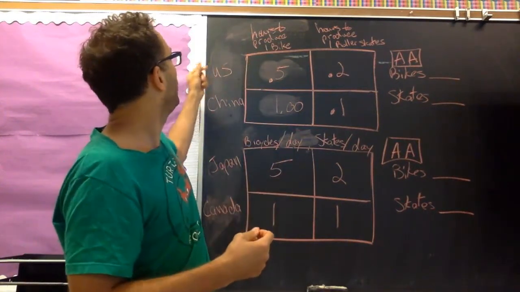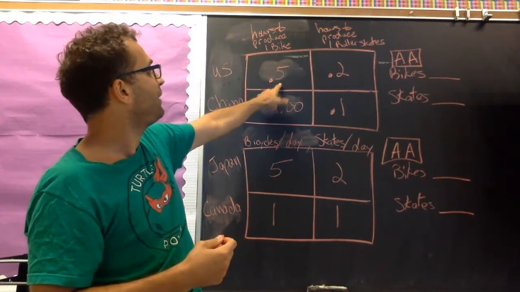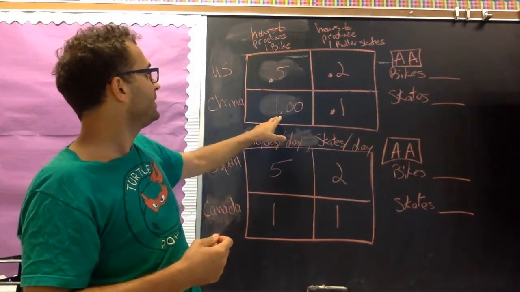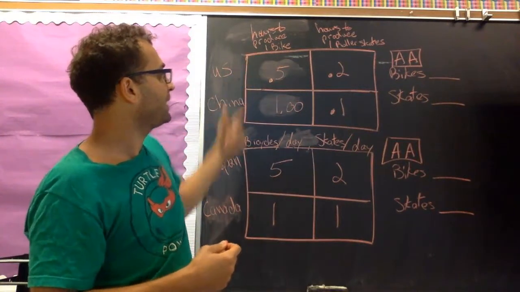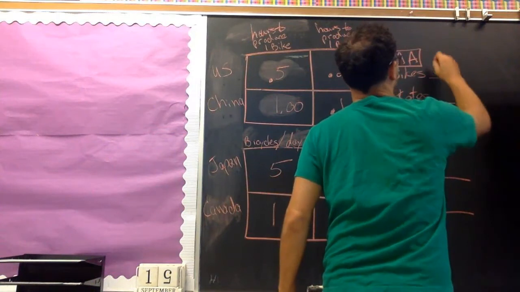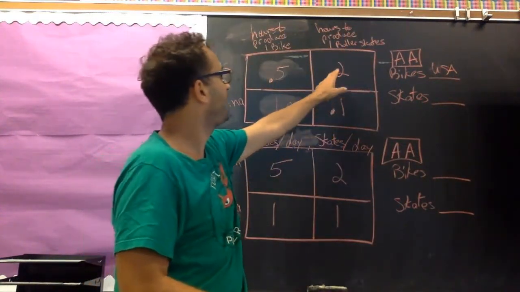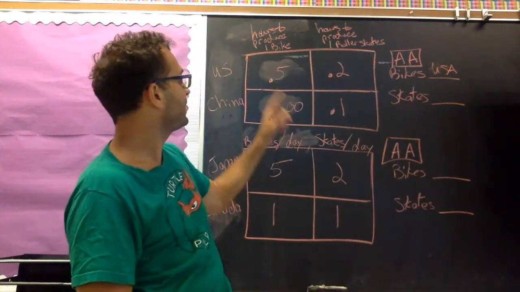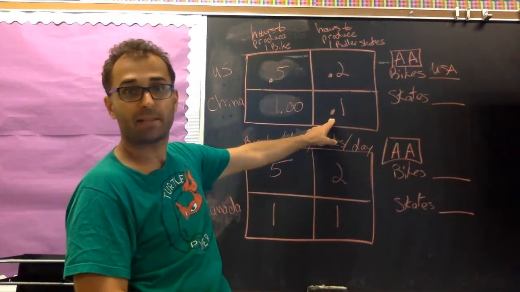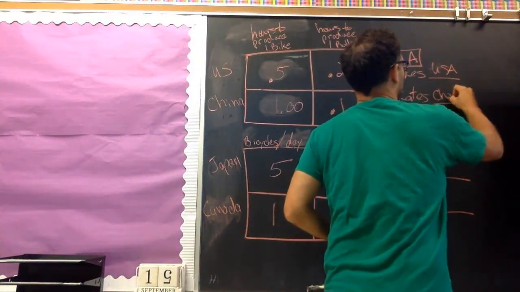So who has the absolute advantage in bikes? It takes 0.5 of an hour, half an hour, for the United States. It takes a whole hour for China to produce a bike. So the United States has the absolute advantage in bikes. What about for skates? Well, it takes 0.2, so 20 minutes, to produce roller skates for the US, and only 10 minutes, 0.1, for China. So China has the absolute advantage here.